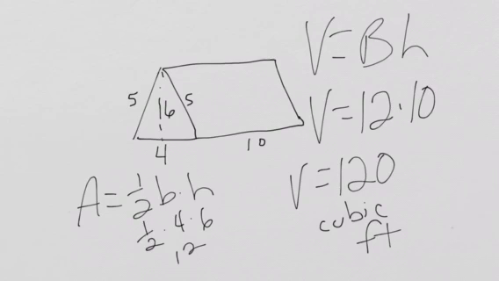So no matter what, if they give you the area of the base, if it's like an octagonal prism, if they tell you the area is like 20 and the height's 10, you just do 20 times 10. Okay, so it's that easy.